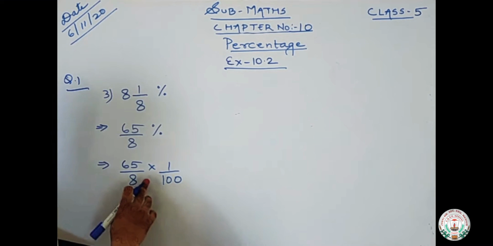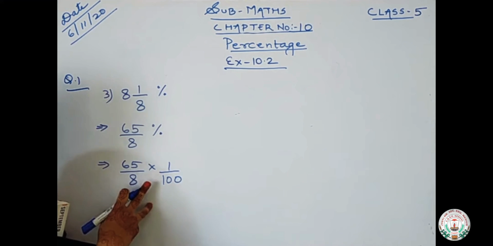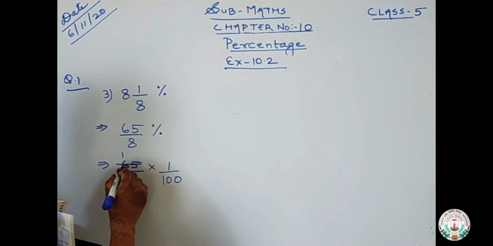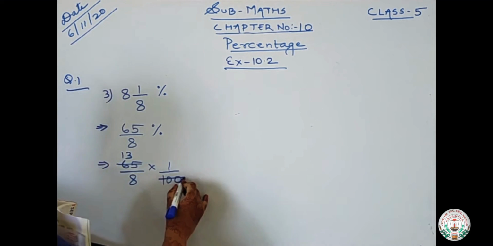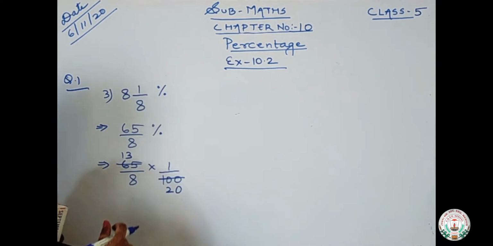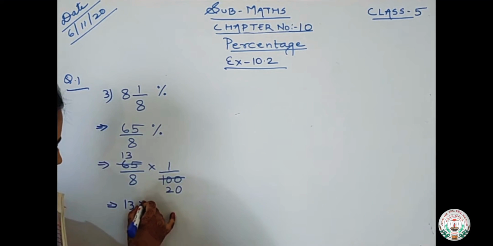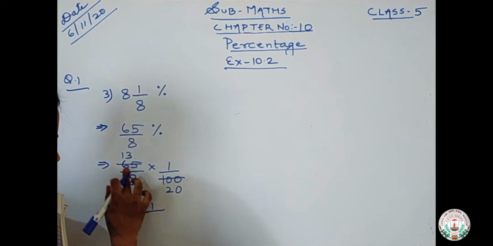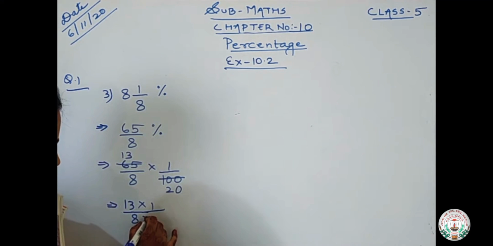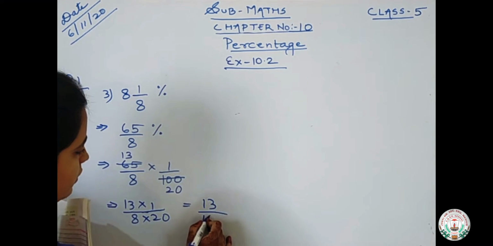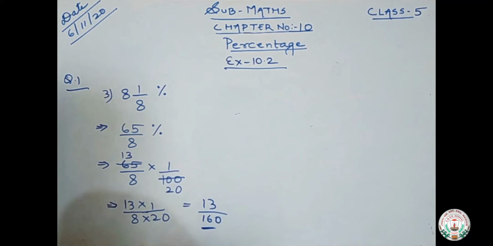As you can see here 8 and here 5, this cannot be divided by 2. Here 5 and 0 can be divided by 5. So 5 thirteens are 65, 5 twenties are 100. Let us see whether it can be cancelled out further or not. No, it will not cancel out. So we write down the remaining: 13 into 1 over 8 into 20. So 13 ones are 13 upon 8 into 20 is 160. So this is your answer. Now number 4.